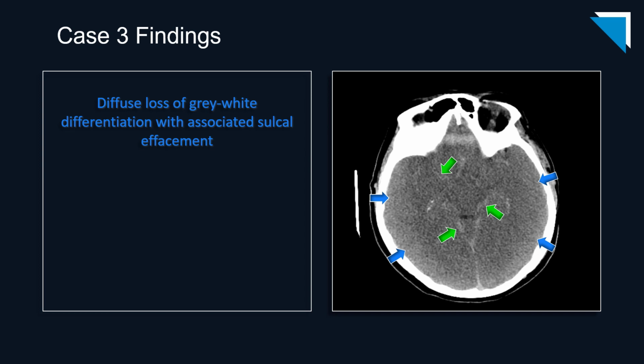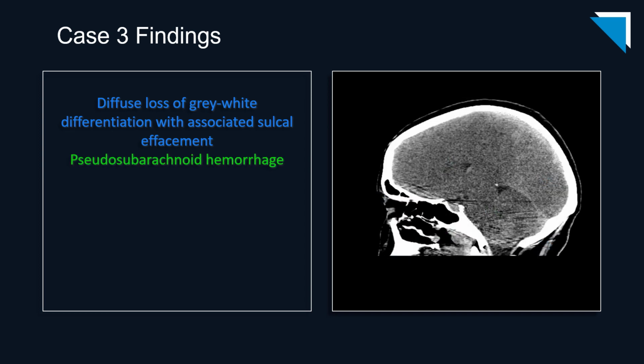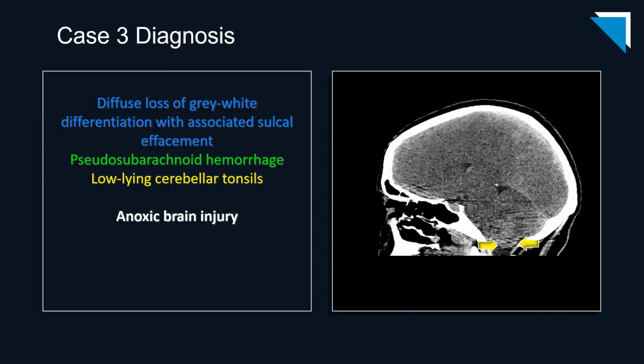Pseudo-subarachnoid hemorrhage. And on the sagittal view, low-lying cerebellar tonsils and crowding of the foramen magnum. Hypoxic ischemic encephalopathy.